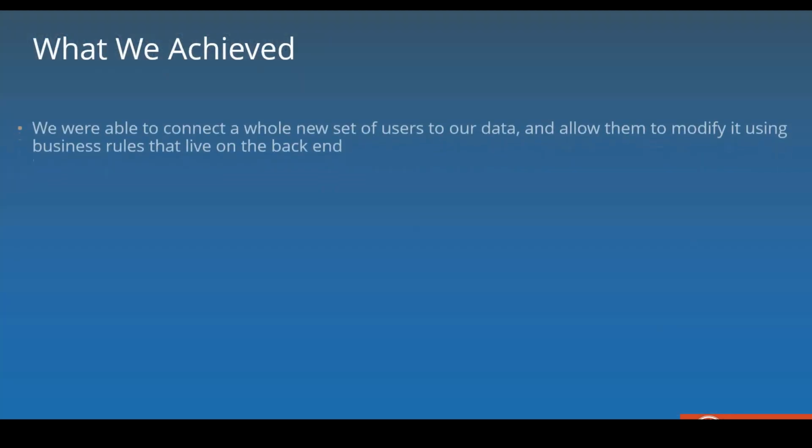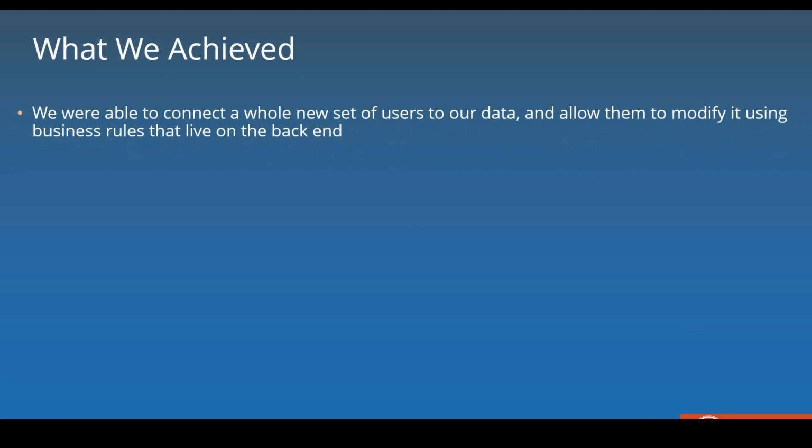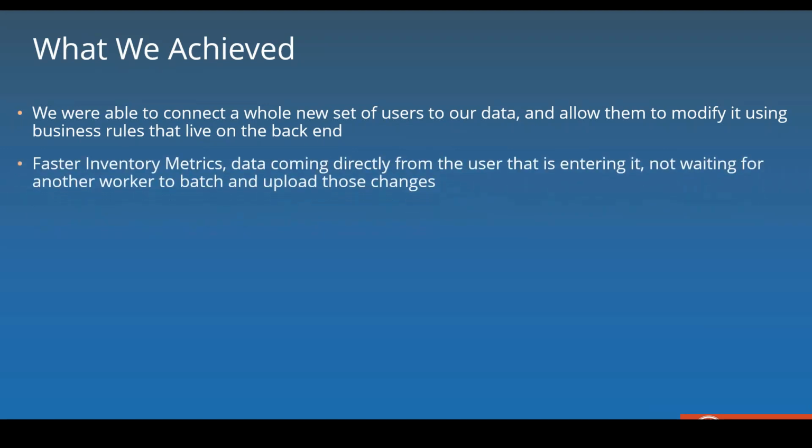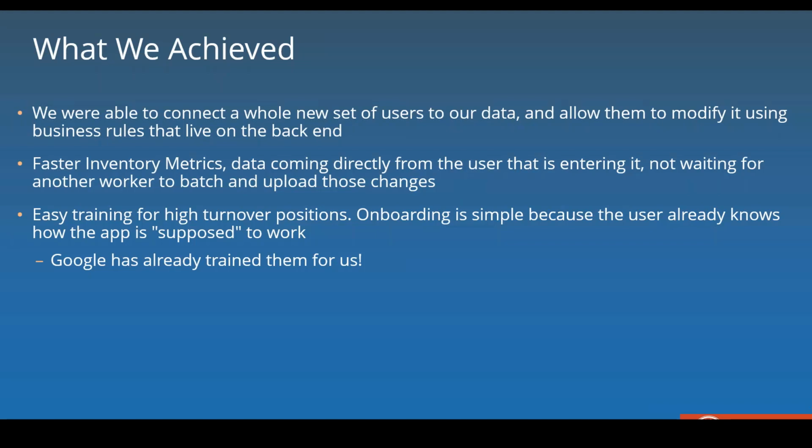So what did we achieve with this? We were able to connect a whole new set of users to our data and allow them to modify it using business rules that live on the back end. We have faster inventory metrics because we have the data coming directly from the person that's entering it and not waiting for someone else who's batching it and uploading those changes. The best part is there's easy training for these high turnover positions. Onboarding is simple because the user already knows how the app is supposed to work. Because we chose that material theme, Google has already trained them for us. So there you go.